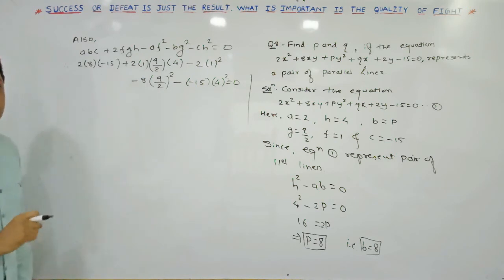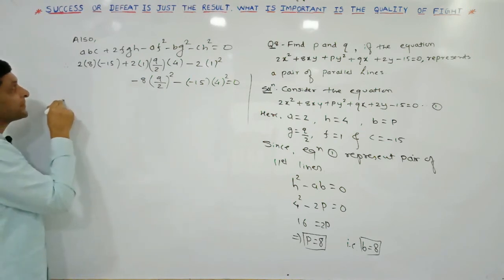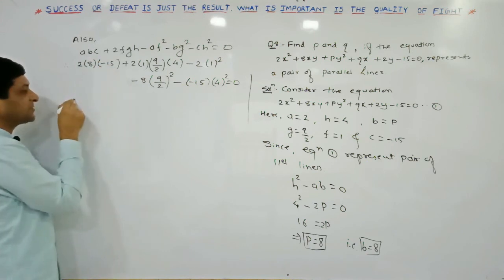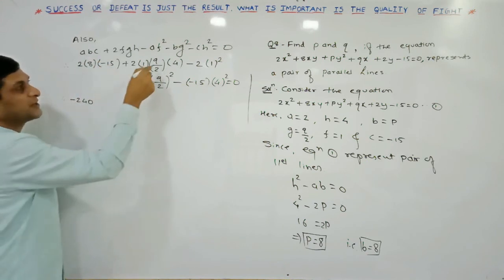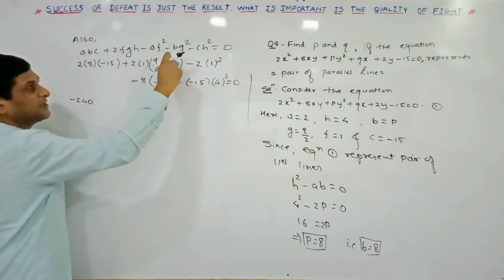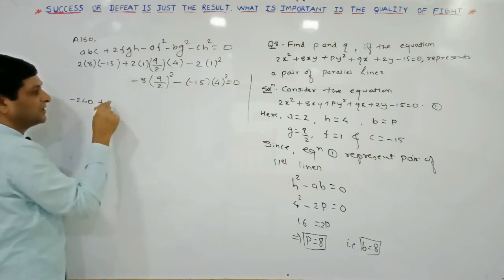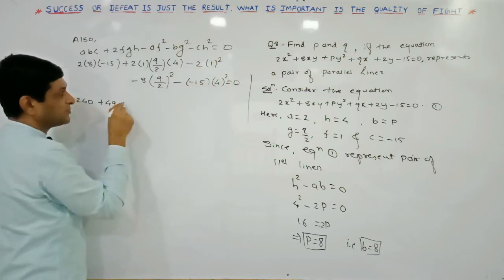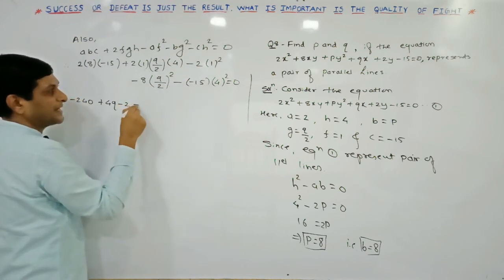Now only remaining part is to simplify this expression. So here 2 into 8 is 16. 16 into minus 15 is minus 240. So here 2 and 2 will get cancelled. So 4 into q will be equal to 4q. Let us see what we'll get. Minus 2 into 1 will be equal to minus 2. So here minus, keep it as it is.